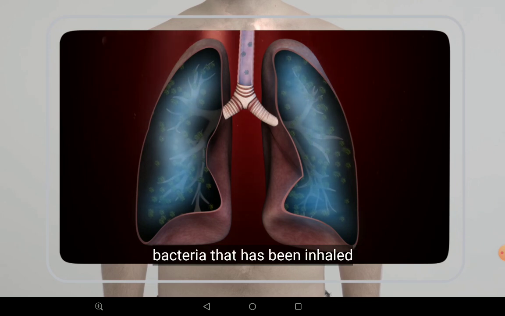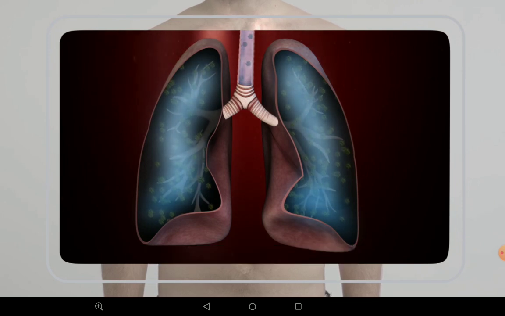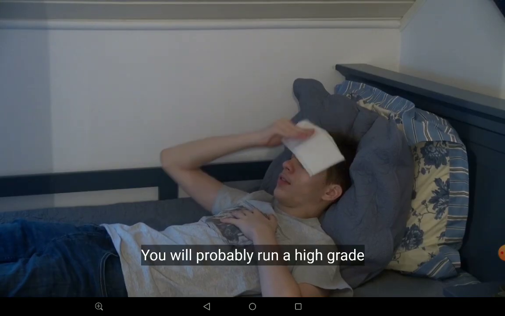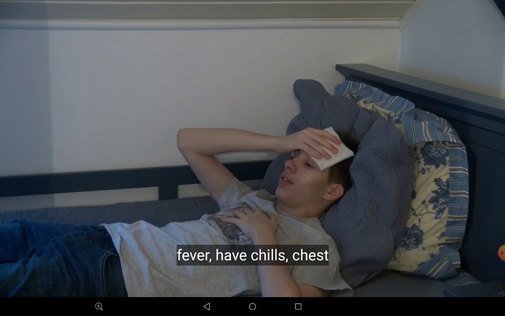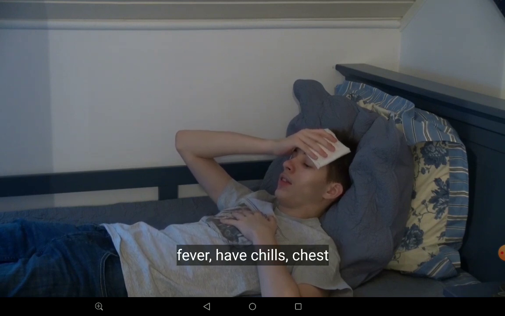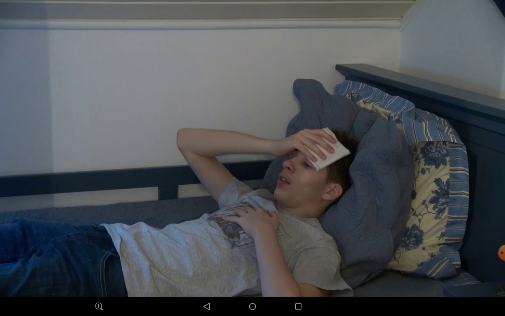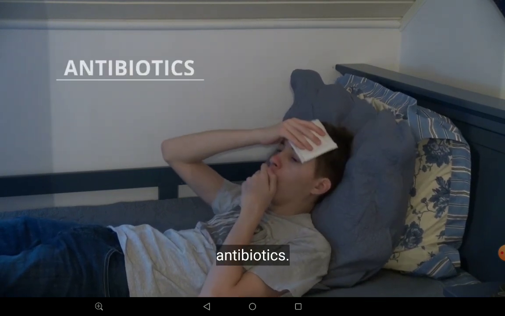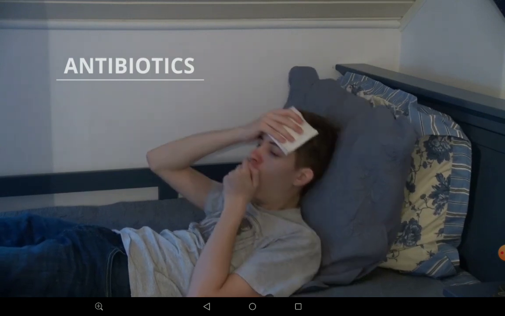Pneumonia is generally caused by bacteria that have been inhaled into the lungs. You will probably run a high fever, have chills, chest pain, and a cough. Pneumonia can be cured with antibiotics.